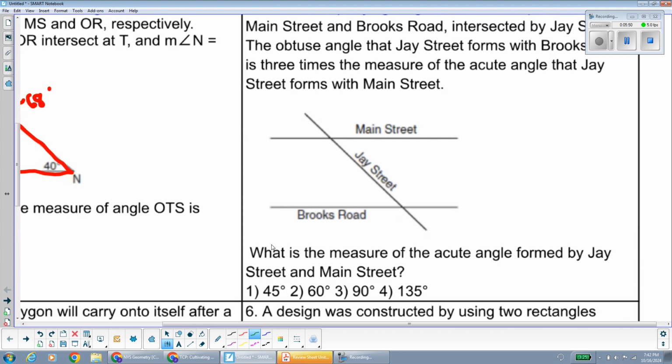We are told that the obtuse angle that J Street forms with Brooks Road is 3 times the measure of the acute angle that J Street forms with Main Street. So we can represent this one as x because we don't know what the measurement is, and the obtuse angle as 3x. So the acute angle that J Street forms with Main Street is this angle right over here, and the obtuse angle that J Street forms with Brooks Road is this one right over here. That's the acute. This one's the obtuse.